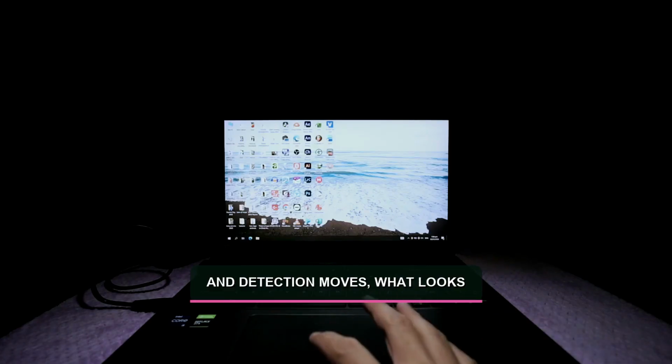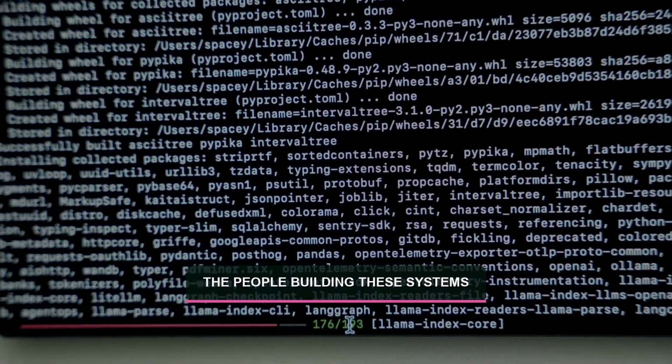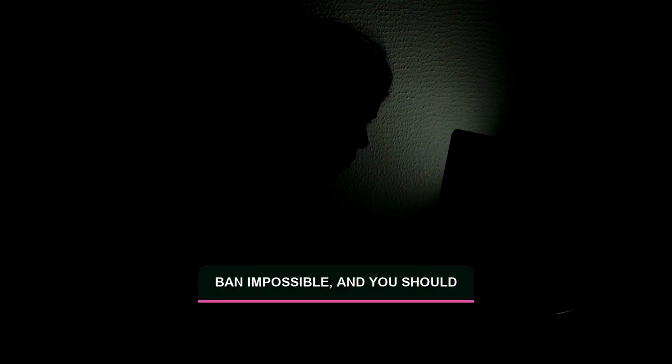A perfect fingerprint sitting on an account that behaves like a bot still gets caught. And detection moves. What looks clean this quarter can be a known tell the next, because the people building these systems test the same browsers you do. No tool makes a ban impossible, and you should be suspicious of anyone who promises one.